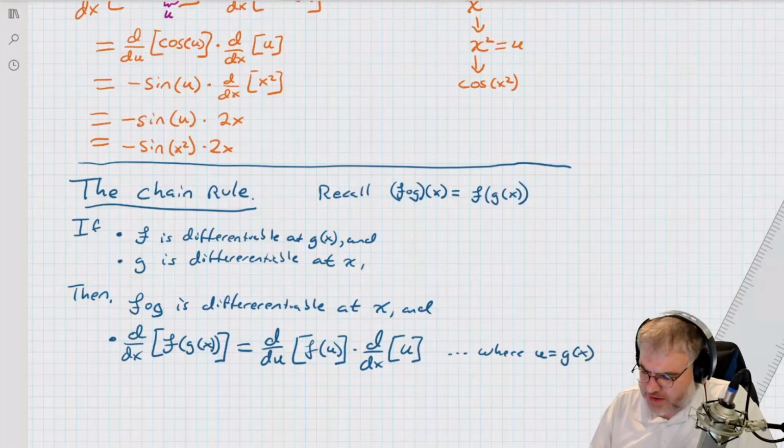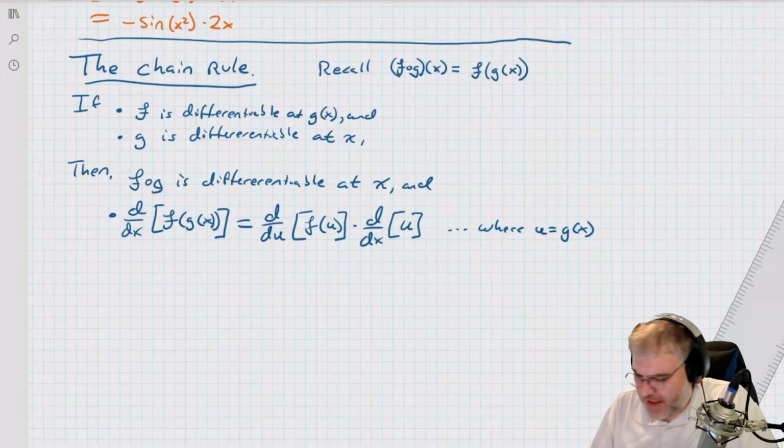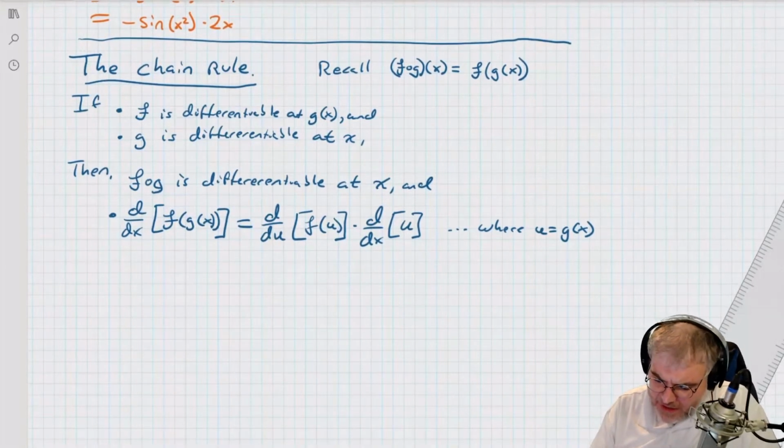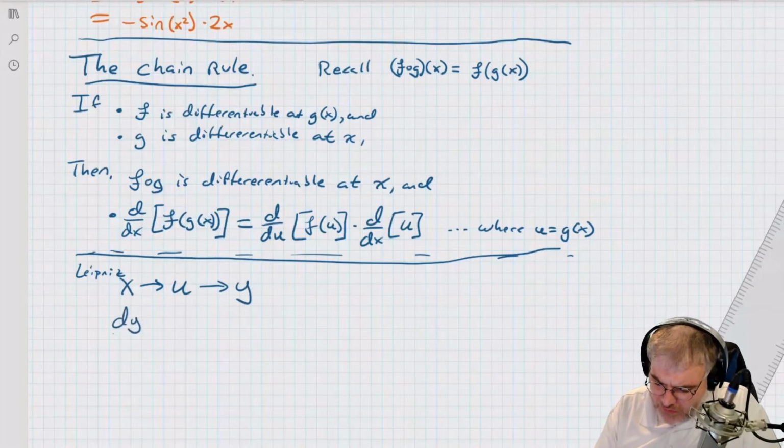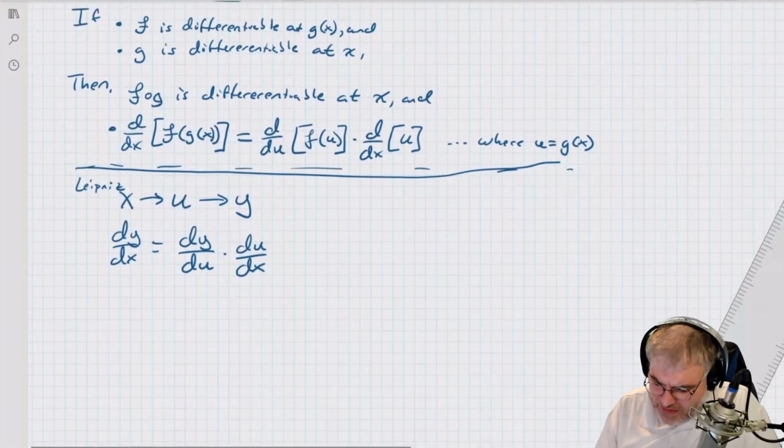Now there are a thousand other ways to say that. This is the way that I like to say it, but there's another way to say it. I could also say something like this: so this is Leibniz notation. I could say x to u to y, and then dy over dx equals dy over du times du over dx. I've also seen this done.